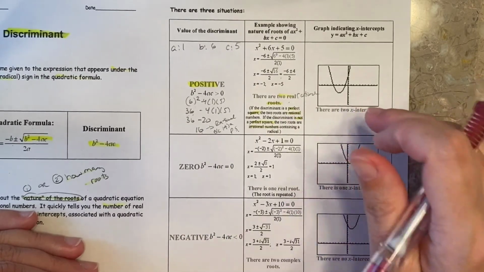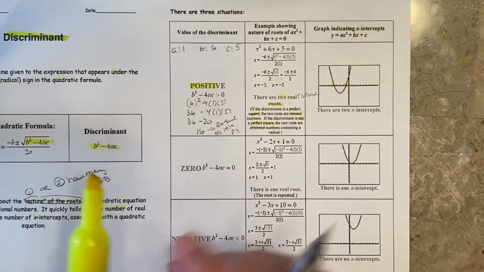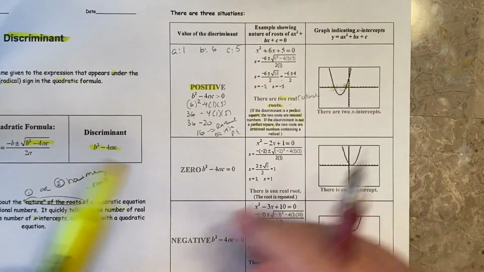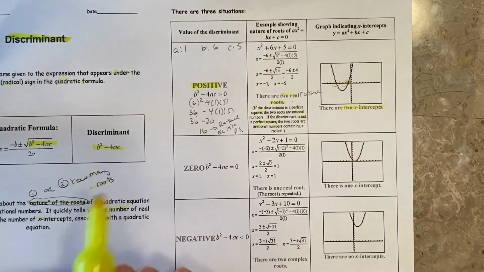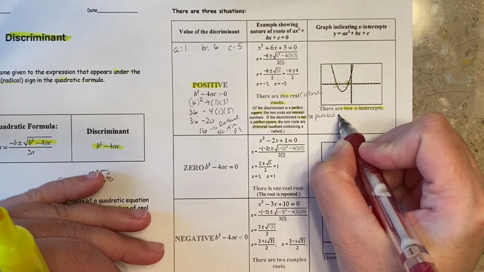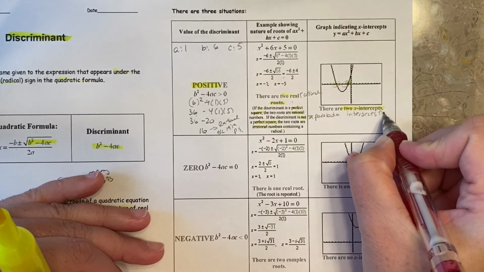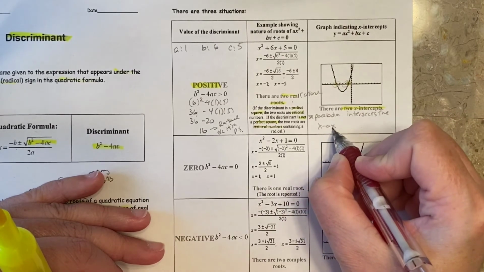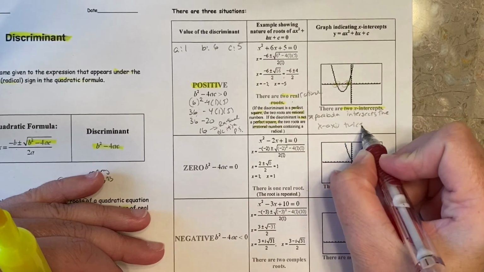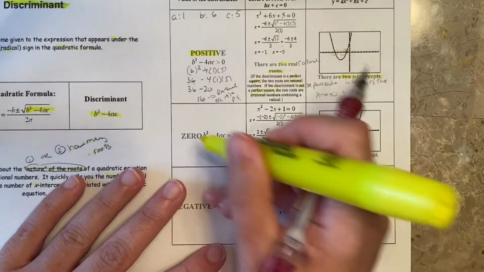If you were given a graph and you had to figure this out, well, you just look at how many times the parabola intersects the x-axis, and you could see that it intersects it twice, so there are 2 x-intercepts. Okay, so the parabola intersects the x-axis twice.